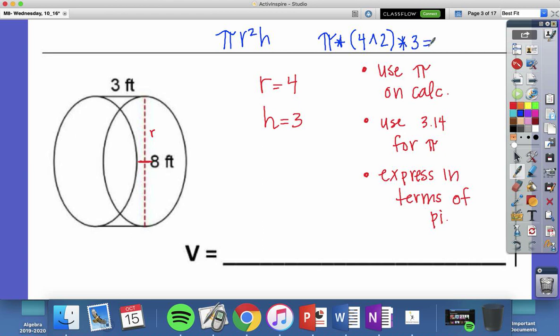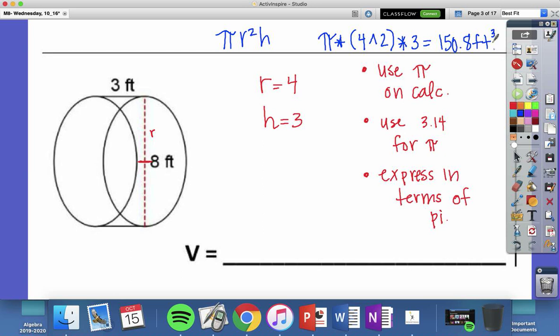So we're going to just use our calculator and figure out what that would come out to be using the pi button on the calculator, which is about as accurate as we can get because we can't actually type in the entire amount of pi because it keeps going forever. So when we type that in, we get approximately 150.8. So that is approximately 150.8 feet cubed.